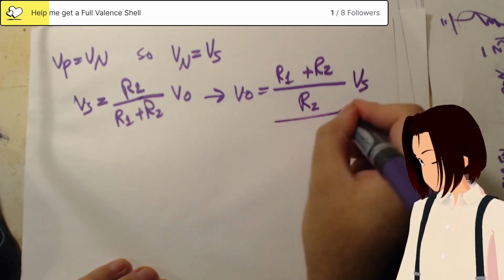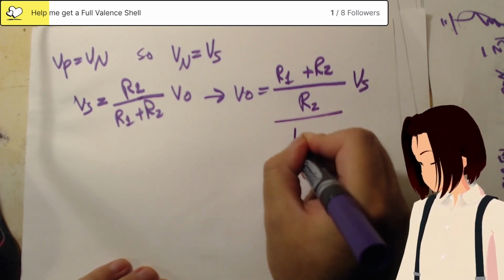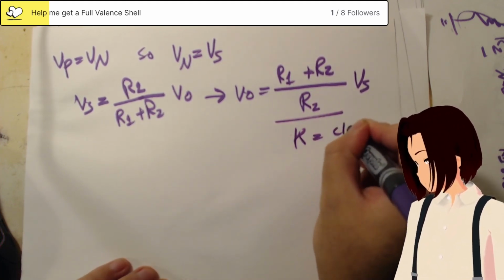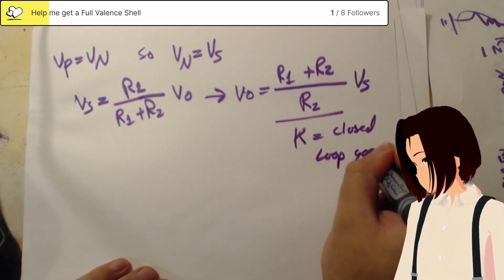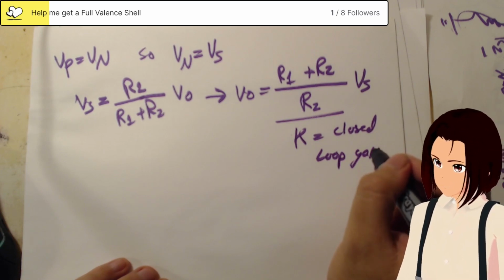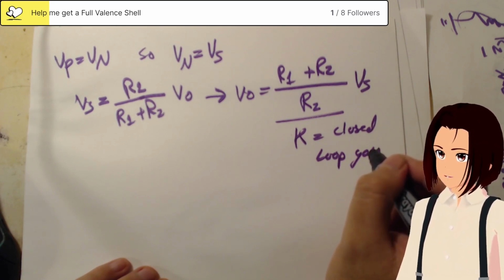So this right here, what kind of system is this? This is not a summer. This is what you would call a non-inverting op amp circuit.